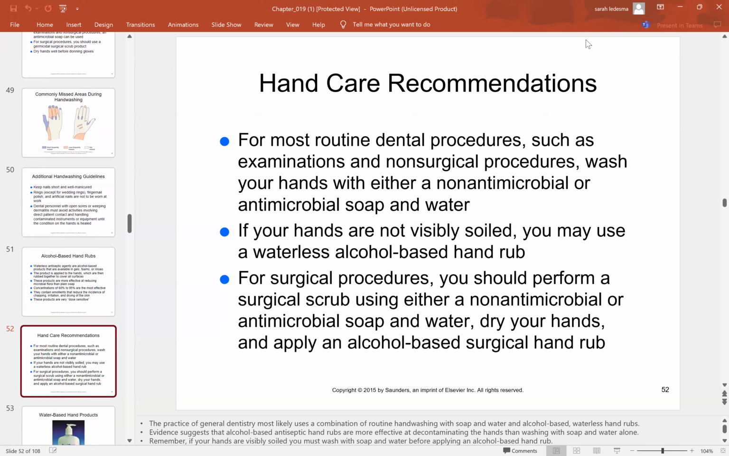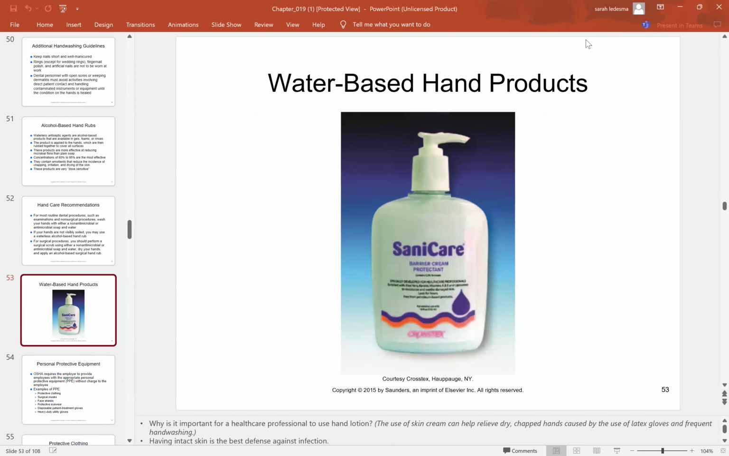For most routine dental procedures, such as examinations and non-surgical procedures, wash your hands with either a non-antimicrobial or antimicrobial soap and water. If your hands are not visibly soiled, you may use a waterless alcohol-based hand rub. For surgical procedures, you should perform a surgical scrub using either a non-antimicrobial or antimicrobial soap and water. Dry your hands and apply an alcohol-based surgical hand rub.